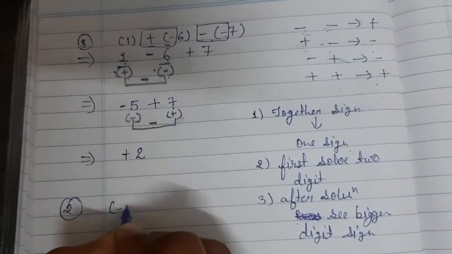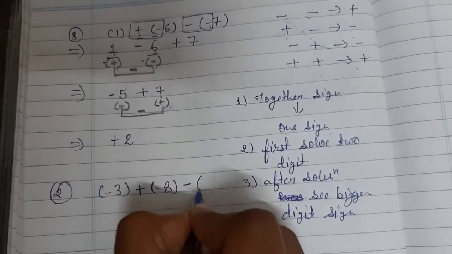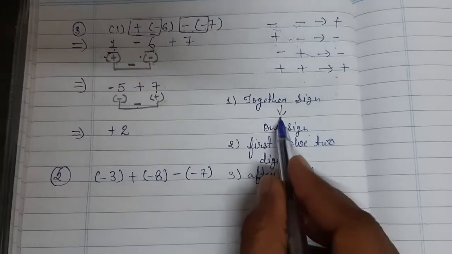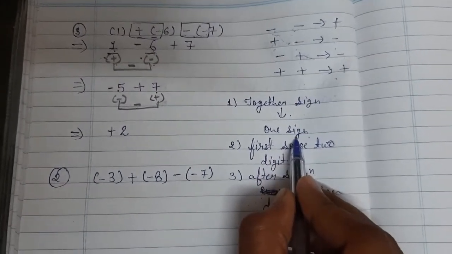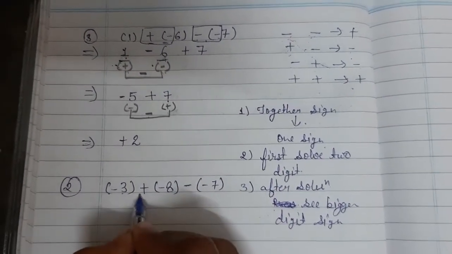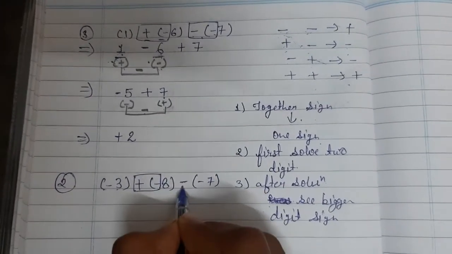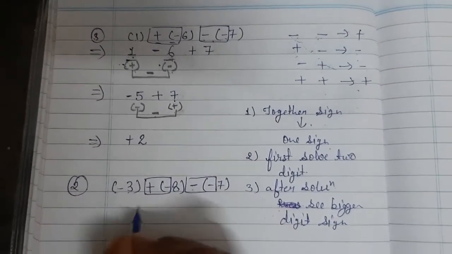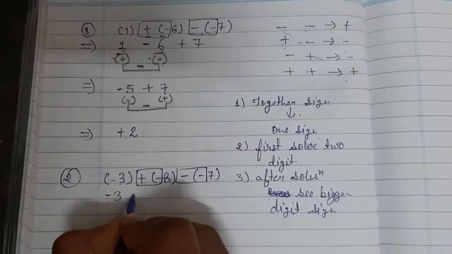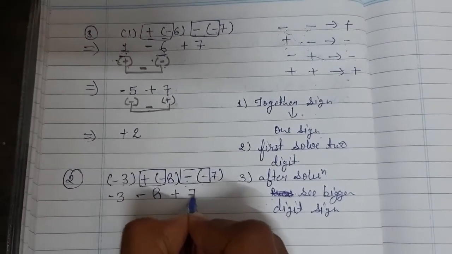Suppose this kind of question: minus 3 plus minus 8 minus minus 7. So once again, what is the first step? Convert together signs into one sign. Sign, again sign, you have to make a box here. Sign, again sign, make a box here. Now minus 3 as it is you write, plus minus, minus. Then after, digit 8, minus minus, plus, then 7.